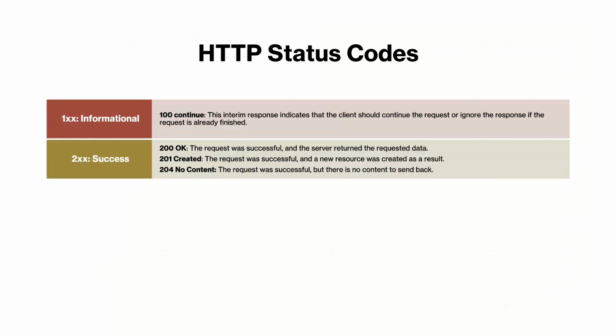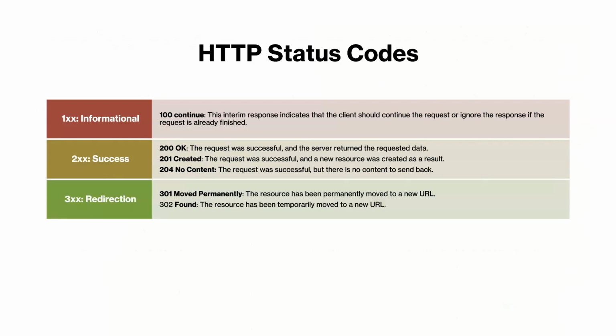2XX, Success. These codes signify that the request was successfully received, understood, and accepted. For example, 200 OK means the request was successful and the server returned the requested data, and 201 Created means the request was successful, and a new resource was created as a result. 204 No Content means the request was successful, but there is no content to send back.